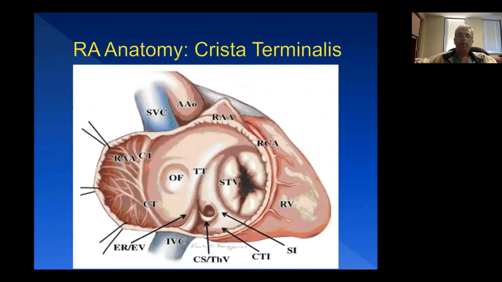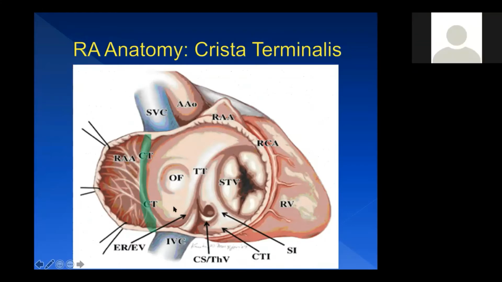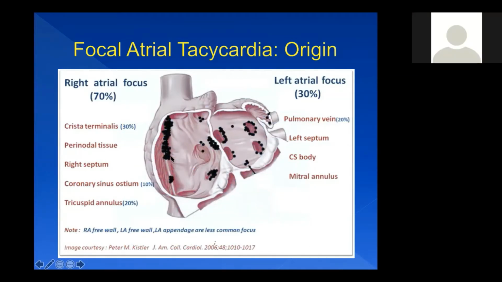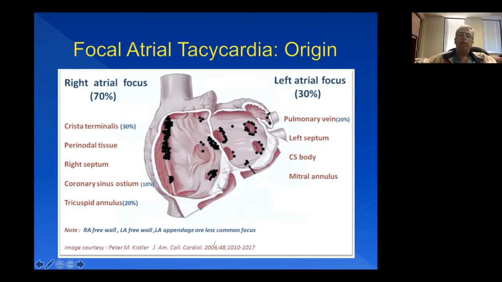Now let me highlight another structure, and that's called the Crista terminalis. That is the ridge on the lateral wall of the right atrium between the smooth part in the back and the rough trabeculated part in the front. And why is it important? Because many studies have shown, this is one of them in 2006, that most focal atrial tachycardia come from the right atrium, and especially from this area, the upper crista terminalis. So it's important we know that structure, and at the top of that crista, that's where the sinus node is located.